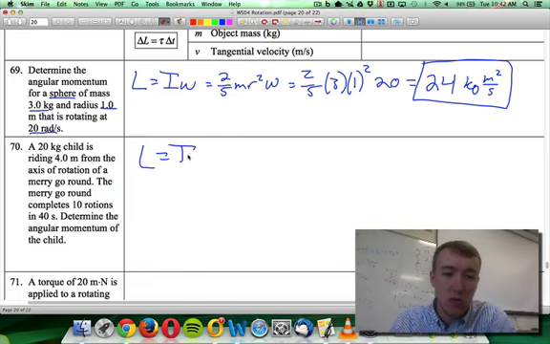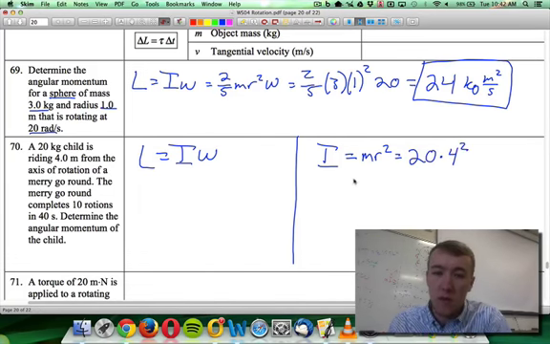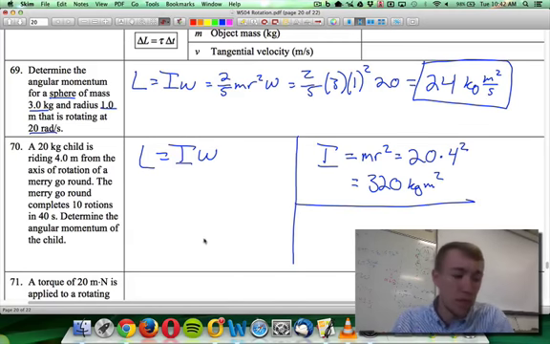Angular momentum equals the moment of inertia times angular velocity. We don't quite know either of these, but I'm thinking from the information given to us we can find them. The moment of inertia for this child, he's just rotating about this axis of rotation, so it's going to be mr squared. Mass is 20, the distance there is 4 meters, and we're squaring that. So the moment of inertia for this child is 320 kilogram meters squared. So that gives us the moment of inertia.